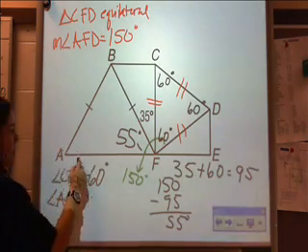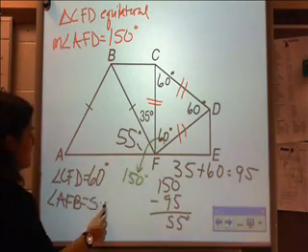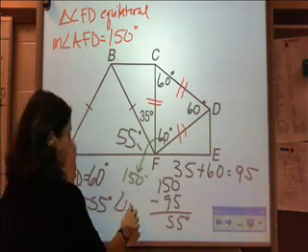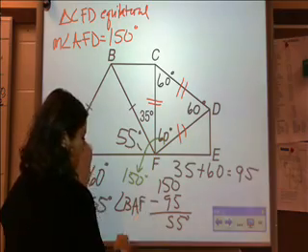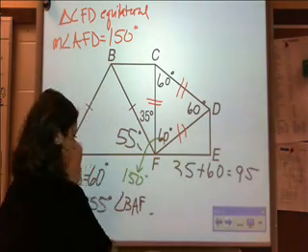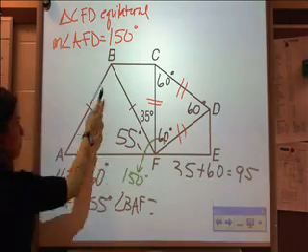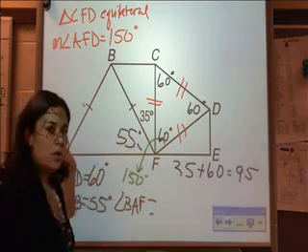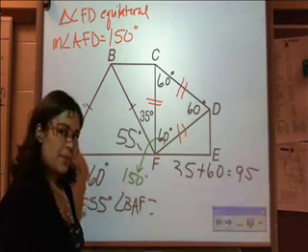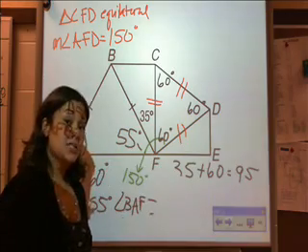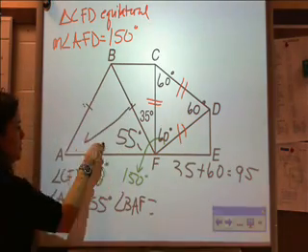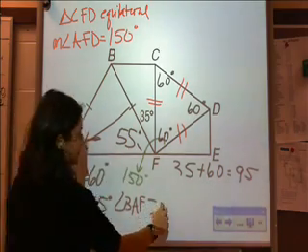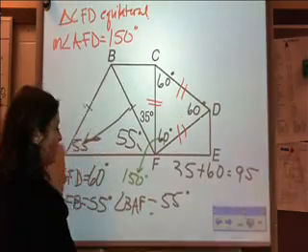So AFB, oh, we just found it, 55 degrees. What would BAF be? BAF. Since these sides are equal by the isosceles triangle theorem, the angles opposite those sides are also equal. So this is also going to be 55 degrees. So BAF is 55 degrees.